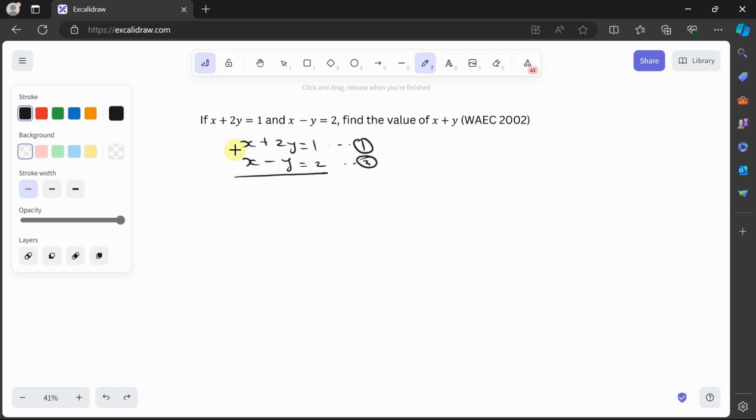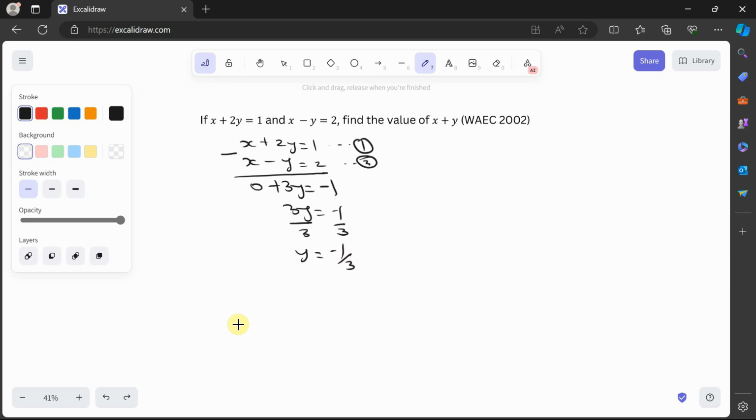But instead of adding, if I subtract, x minus x will give me 0. Plus 2y, then minus times minus will give me plus. So plus 2y plus y, that will give me plus 3y, is equal to 1 minus 2. 1 minus 2 will give me minus 1. So for me, I can say 3y is equal to minus 1. And if I divide both sides by 3, my y is just equal to minus 1 over 3.